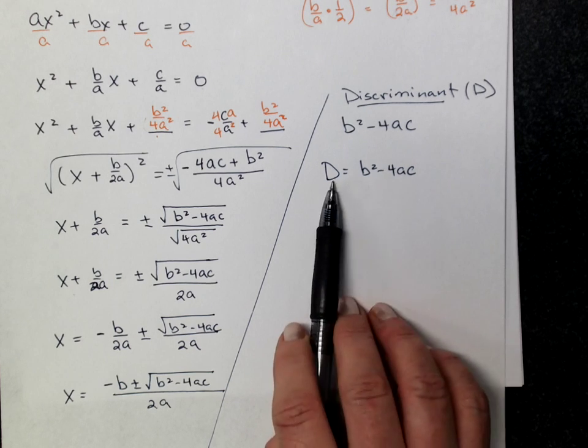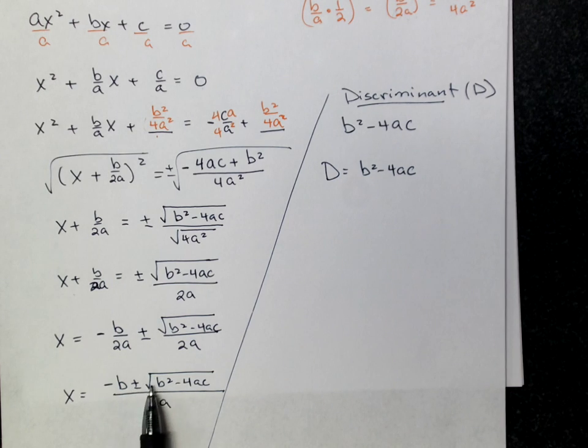And then all you do is plug that D in here: negative b plus or minus the square root of D, over 2a. Much easier to memorize that, right? Kind of think of it in two parts. Like I said, I'll plug that in, but let's do our study page now.